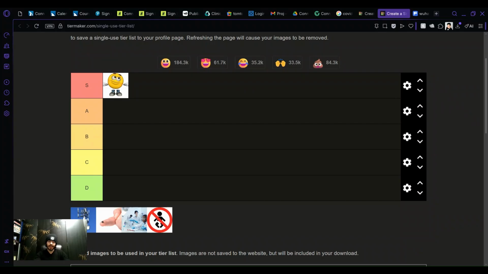Now, the next one is that 5G causes COVID-19. I'm going to put this one in A tier. The reason it's not an S, despite being my favorite in terms of idiocracy, is simply for the fact that it was very short-lived.